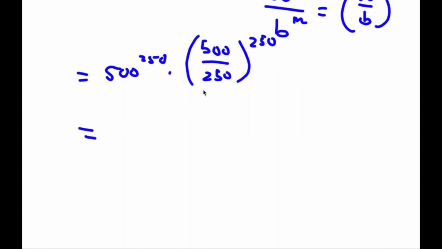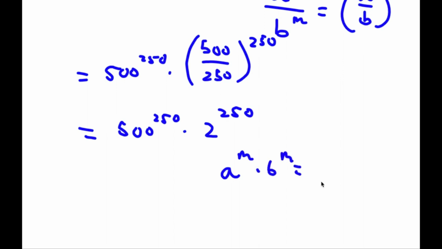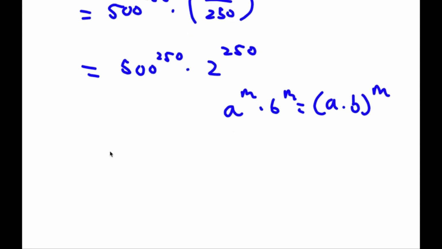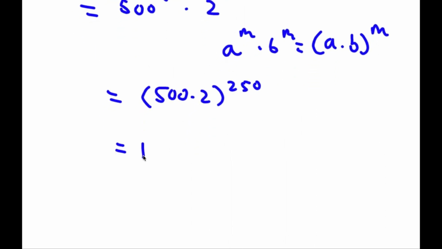And now 500 over 250, that's equal to 2. So now I have 500 to the power of 250 times 2 to the power of 250. Now, if I have something in the form a to the power of m times b to the power of m, this is equal to a times b to the power of m. So 500 to the power of 250 times 2 to the power of 250, this is equal to 500 times 2 to the power of 250. And 500 times 2 is 1,000, so I have 1,000 to the power of 250.